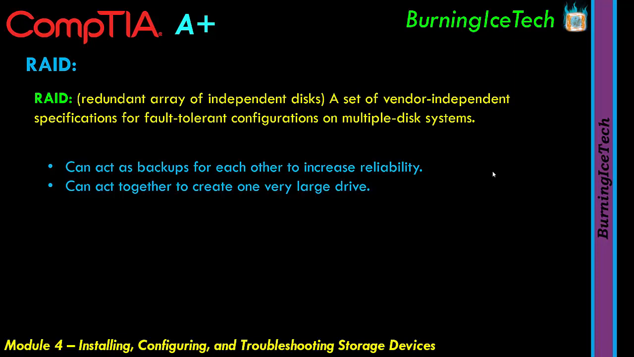So RAID, being redundant array of independent disks, is a set of vendor-independent specifications for fault-tolerant configurations on multiple disks. But it depends on which kind of RAID configuration you have. Some of them gives you speed, some of them gives you redundancy or fault tolerance. So redundancy or fault tolerance means if I have more than one hard drive and one of them fails, breaks down, gets corrupt, I lose no data. That's redundancy. Now, some of them will give you redundancy, some of these RAIDs. Some of them only give you speed. But if I lose one of my hard drives, I lose my data. It depends on which RAID we're using.